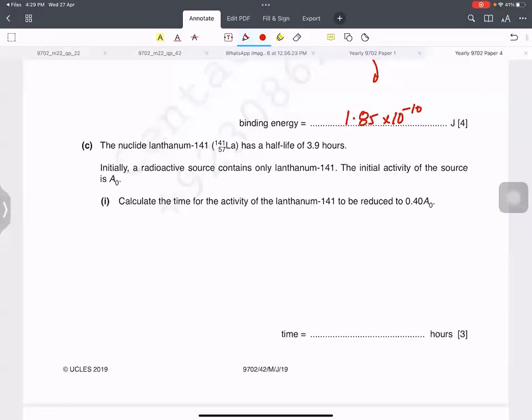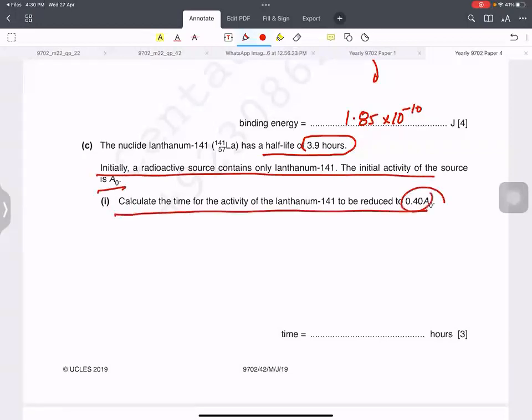Okay, so the nuclide lanthanum has a half-life of this. Cool. Initially, the radioactive source activity is A. Calculate the time activity will reduce to 0.4A. Okay, not a big deal. A equals to A naught e to the minus lambda t. 0.4A reduction karni hai na humne. A naught e to the minus lambda t. Achha. Ab lambda nikalne ke liye 0.693 divided by 3.9 hours.